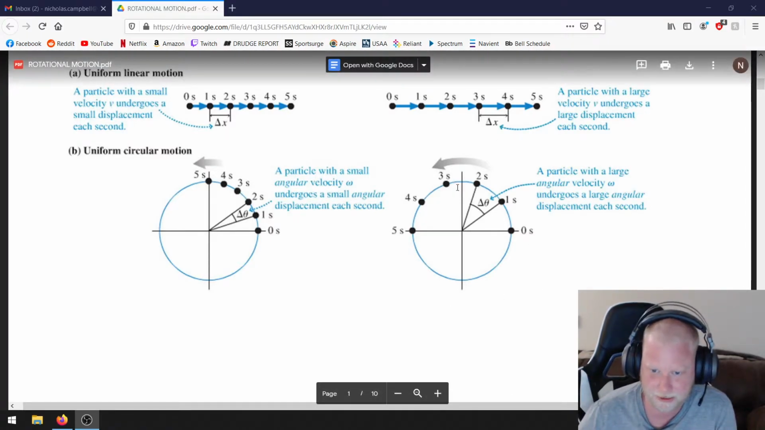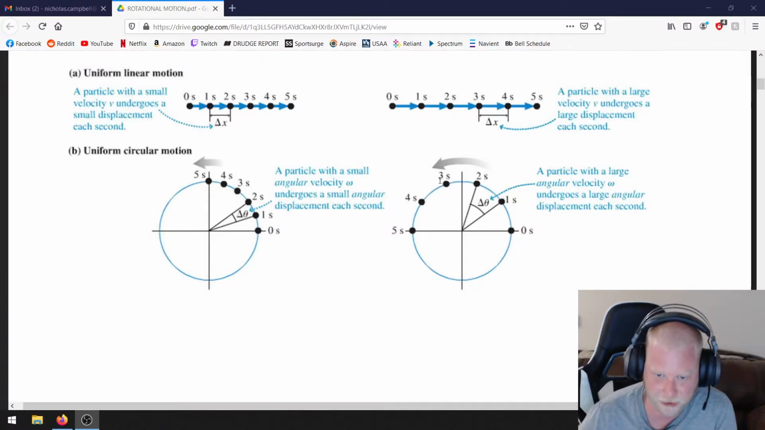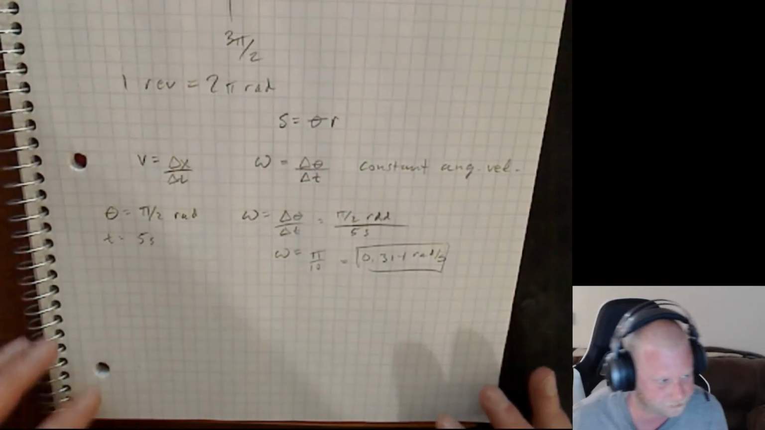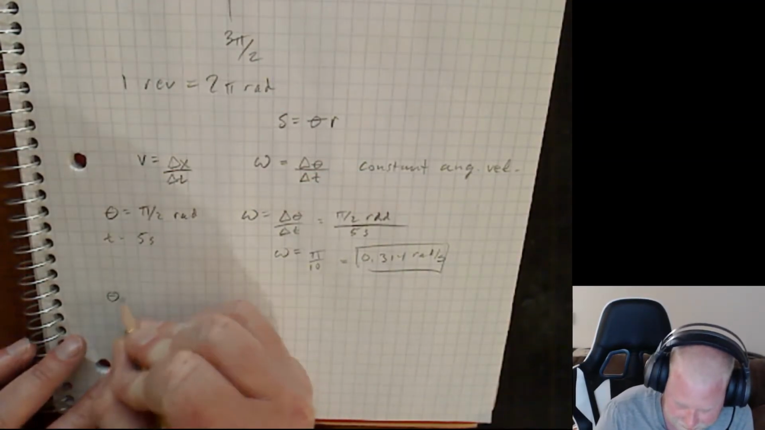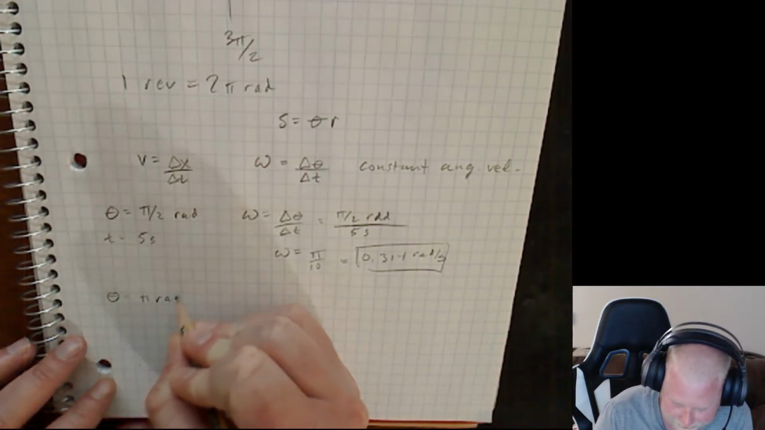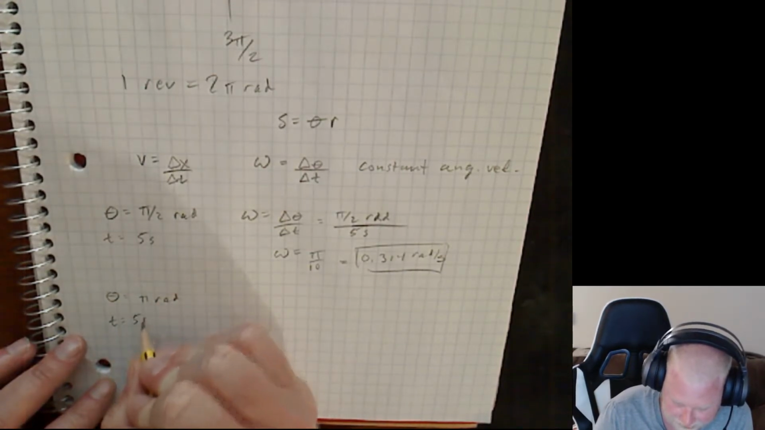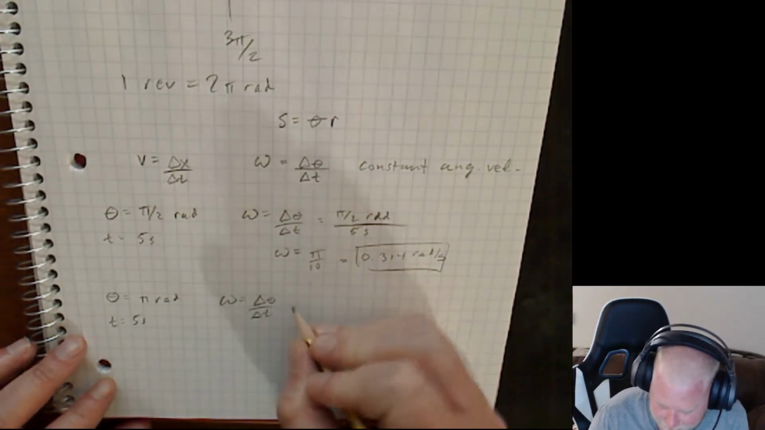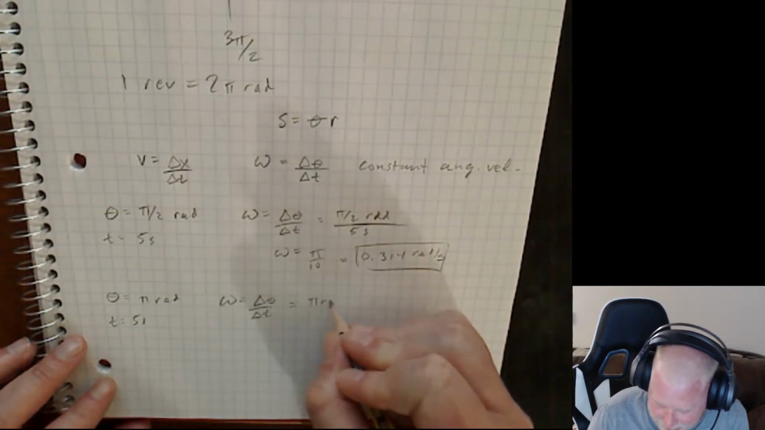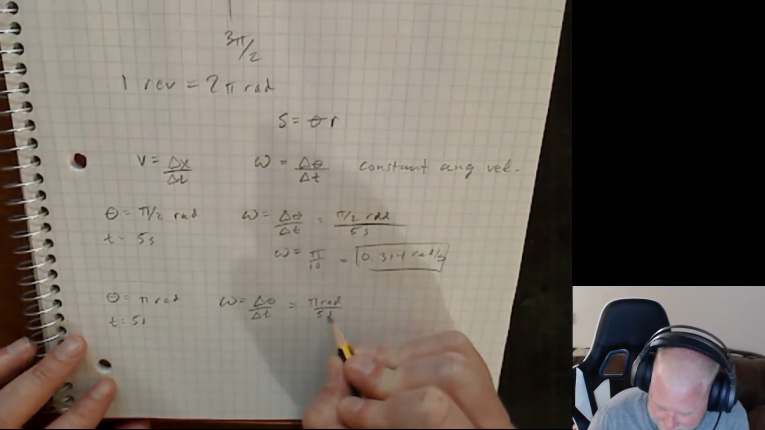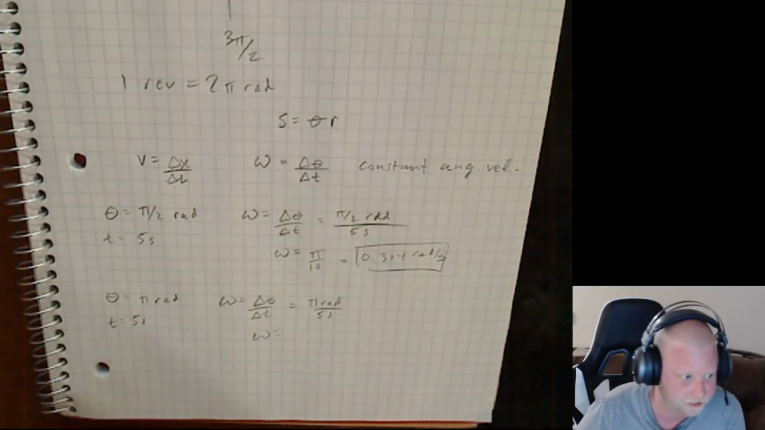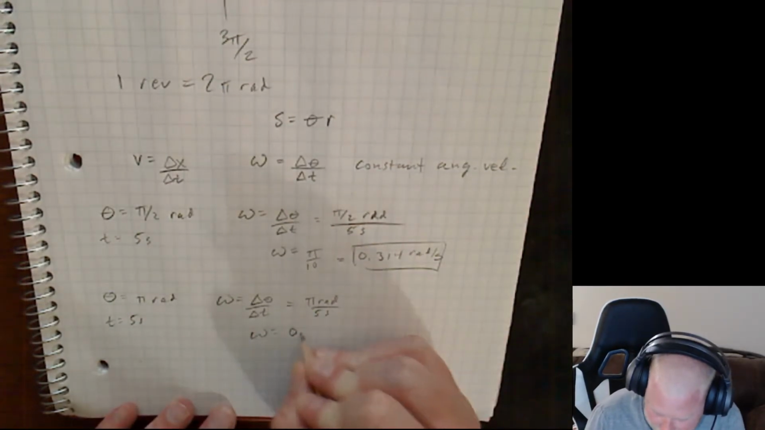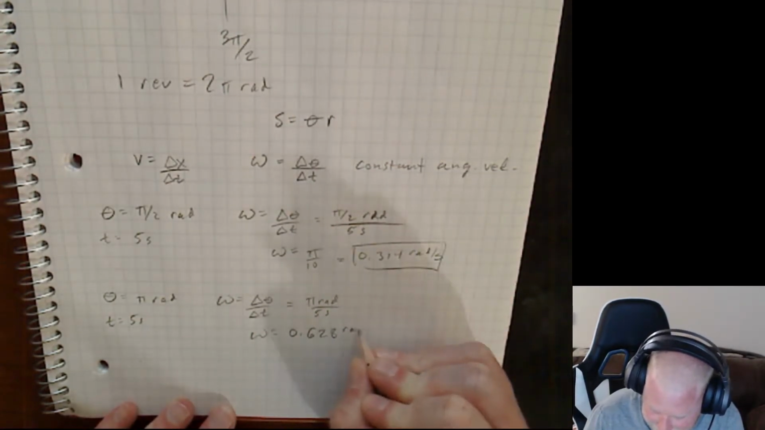Now, in the right picture, we have 180 degrees covered. So theta, in this case, is pi radians over a time of 5 seconds. So omega is a change in angular position over time. So, pi radians over 5 seconds. We do the math there, and we get 0.628 radians per second.